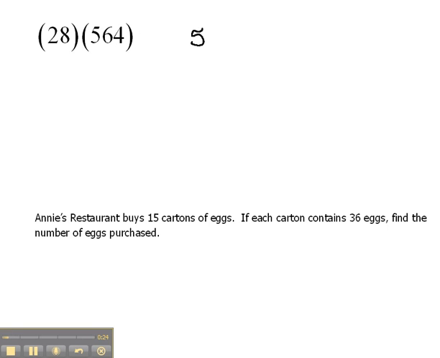So we can rewrite this as 564 times 28. Now 28 is not a power of 10, so I can't use that little trick of sliding it over. But that's okay. We're going to multiply this one thing at a time. Remember, we start with the ones position and we multiply it to each of the digits on top, one at a time.